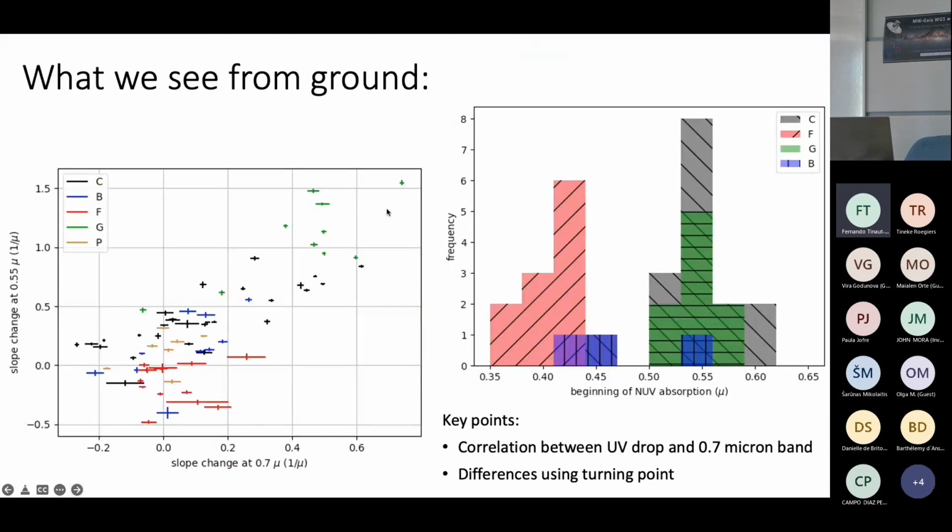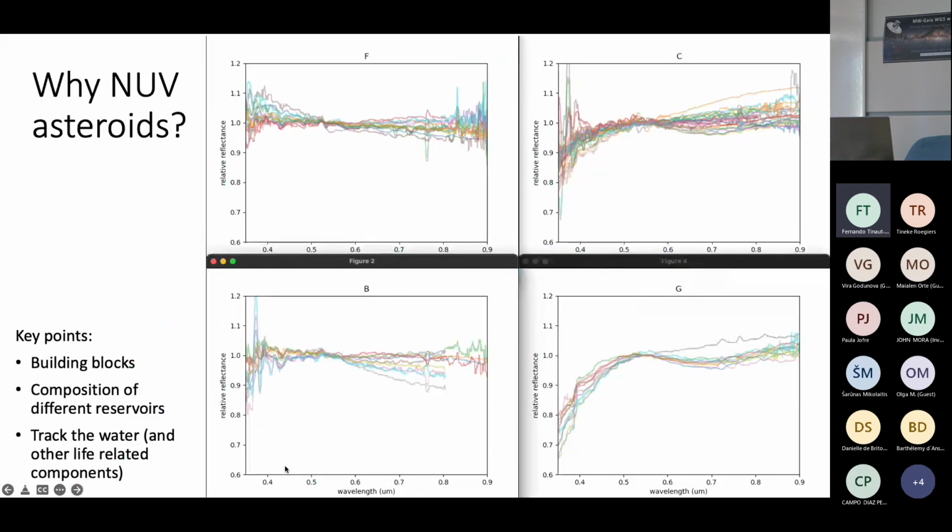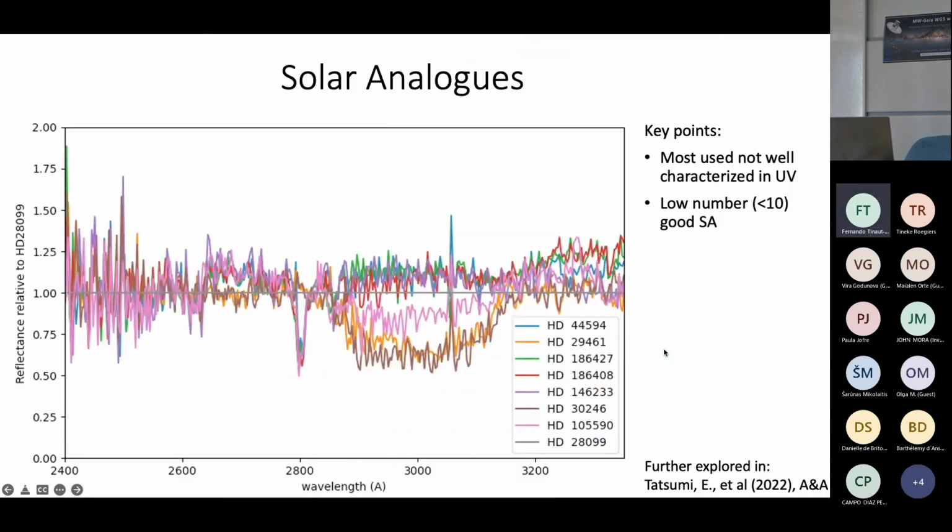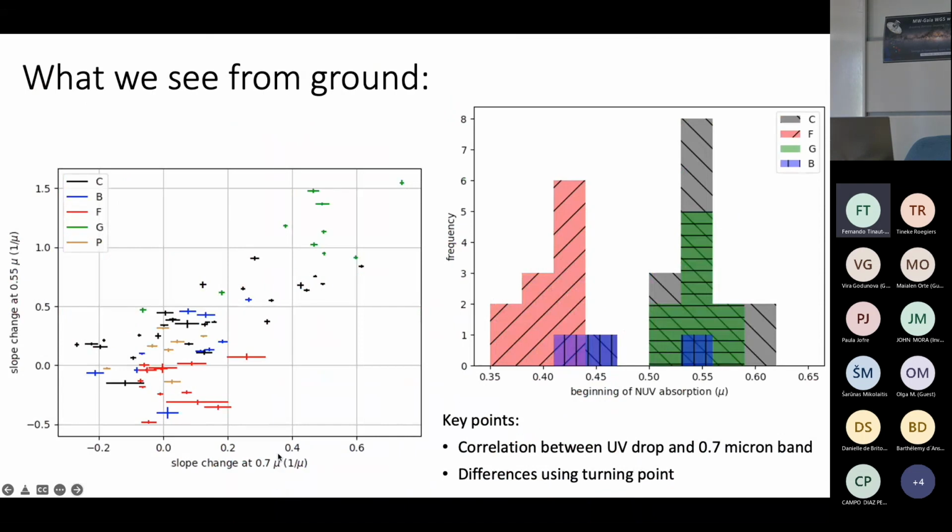So we have found that this change in slope is quite related with the change in slope at the 0.7 micron band. We have to remember that it is the only feature that we can find in the visible wavelengths. So how the slope changes in this region is correlated with how the slope changes in this region. We have to remember that the 0.7 micron band is related with hydration and with phyllosilicates that have some iron inside.